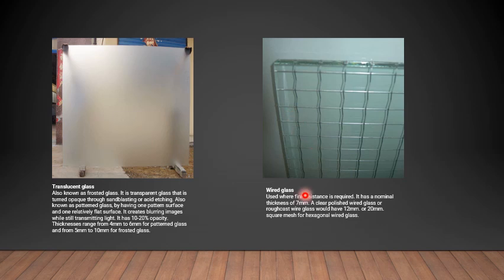Next type of glass is wired glass. Wired glass is used where fire resistance is required. It has a nominal thickness of 7 mm. A clear polished wired glass or rough wired glass would have a 12 mm or 20 mm square mesh, or hexagonal wire mesh.